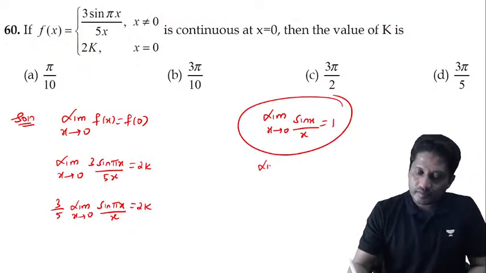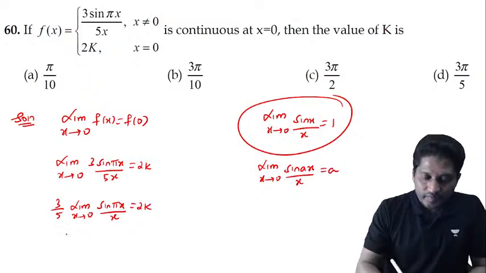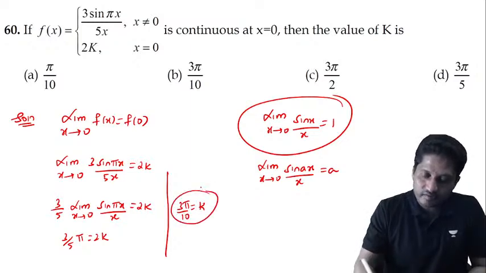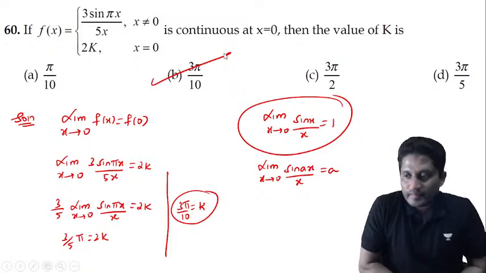But suppose you have limit x tending to 0, sine ax divided by x, then this will be equal to a. Sine pi x divided by x will be equal to pi, so 3 by 5 into pi is equal to 2k. If you shift 2 to the left side, 3 pi divided by 10 is equal to k. The value of k is equal to 3 pi by 10.